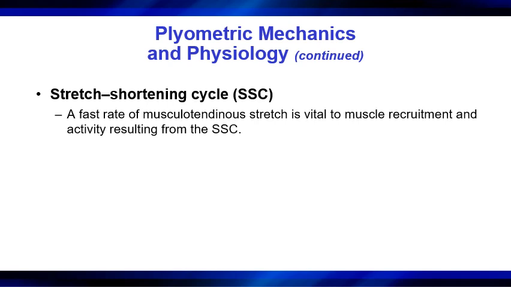So we get that stored energy in the series elastic component. That's going to stimulate your muscle spindles. Then the idea is you're going to get those type 1A afferent nerves to synapse with the motor neurons, and that's going to transmit signals to the agonist muscle group in order to do that.